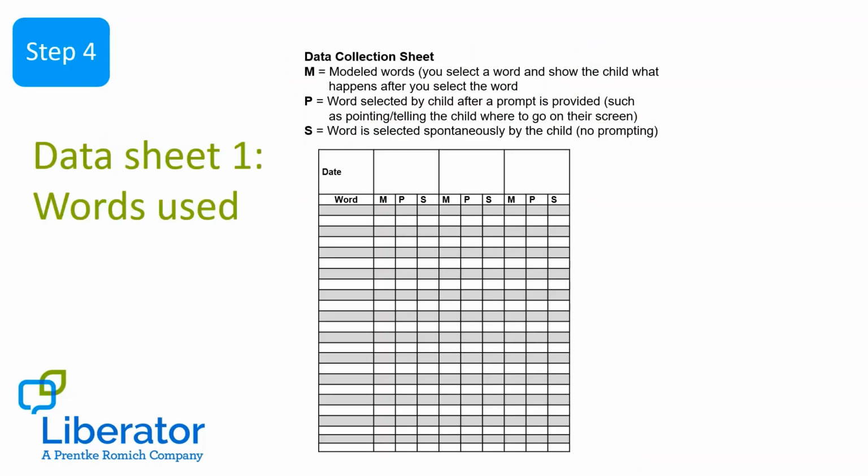This is an example of a trial diary. It's just a data collection sheet. It has a simplified prompting hierarchy so that the parent can just note down the core words they've been focusing on for that week and also detail how much prompting the user needed in order to select those words.